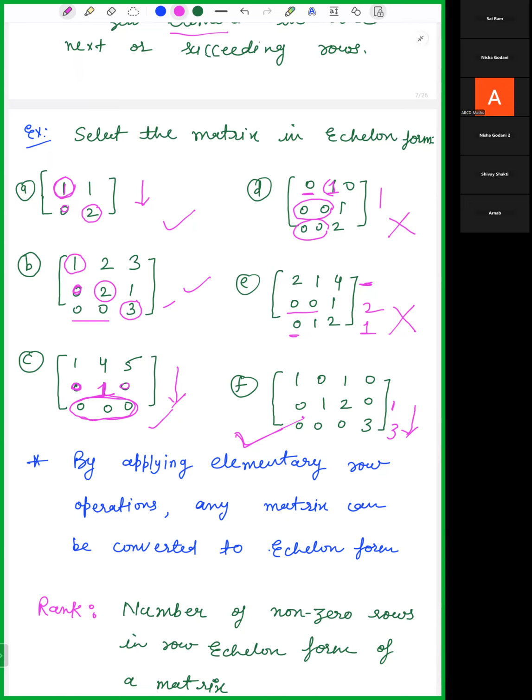Sai Ram wants to ask something. You have raised your hand. You can write your query. Can you write your question in the chat box?